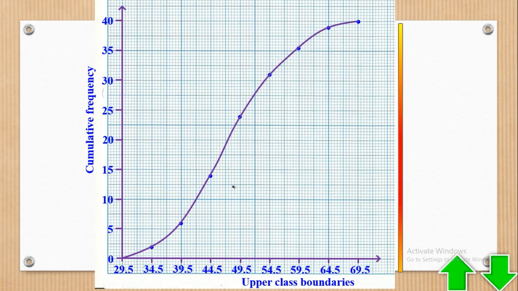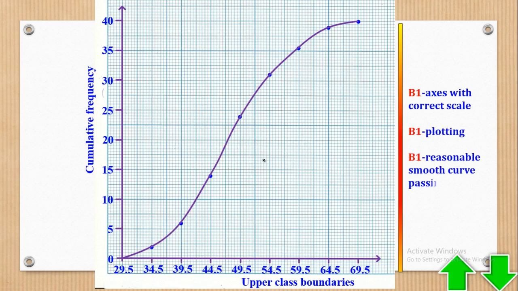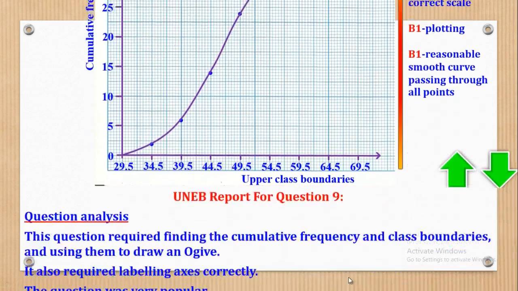So let's see how much can be awarded. B1 for the correct axis with the correct scale, where the scale must be uniform. Then B1 for plotting all these points, and B1 for drawing a reasonably smooth curve. That word, reasonably smooth curve, means it must be smooth and pass through all the points. So basically that's what they wanted, and now let's first look at the report.